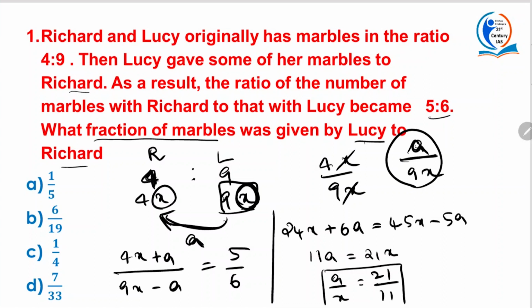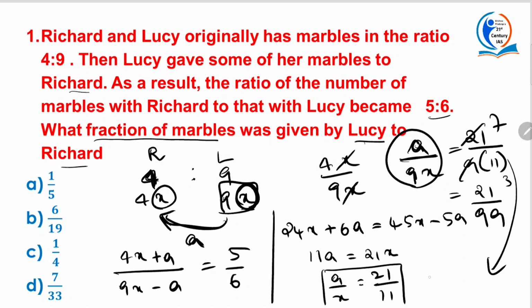Now we have A by x. Now we are to find A by 9x. So the ratio will become 21 by 9 into 11. So that is nothing but 21 by 99. Here only you can cancel it out. 3 3s are 9, 3 7s are 21. So the required ratio is 7 by 33. Fine. So this is the answer. D is the answer.